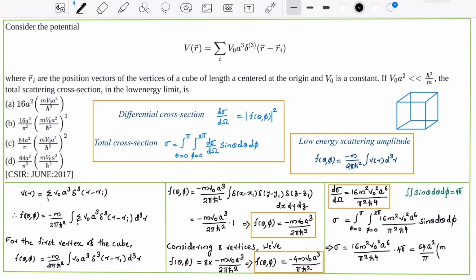a square by h bar square, whole square. Therefore, we can say that from the given options, C is the right option.